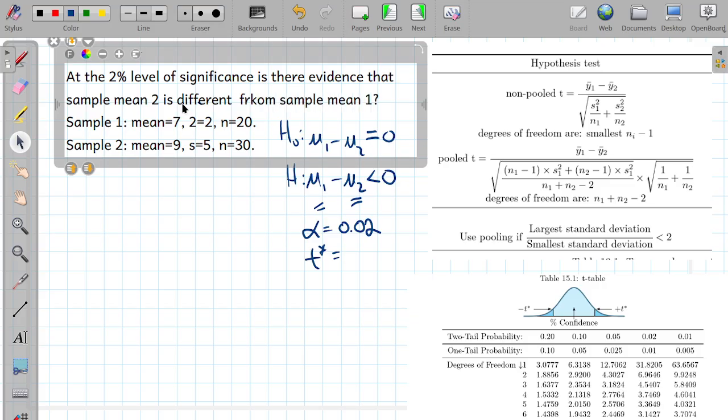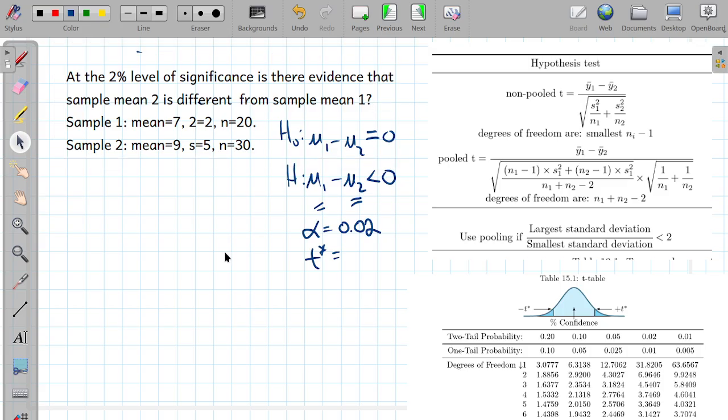Okay, let's learn how to type. There we go. Done, done. That changes this, of course, to a does not equal sign. And that means we have to divide alpha by 2. Let's do that. Alpha divided by 2 is 0.01, and we're going to get a critical number now.